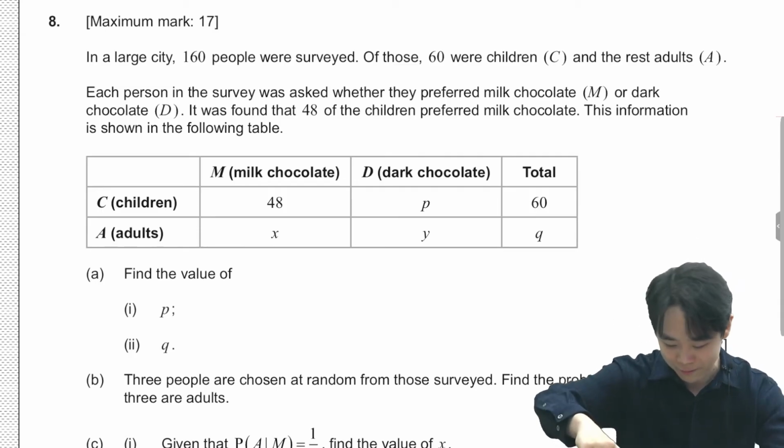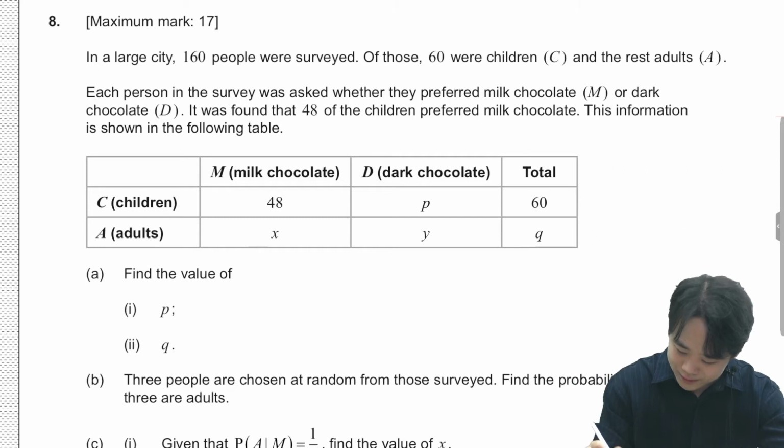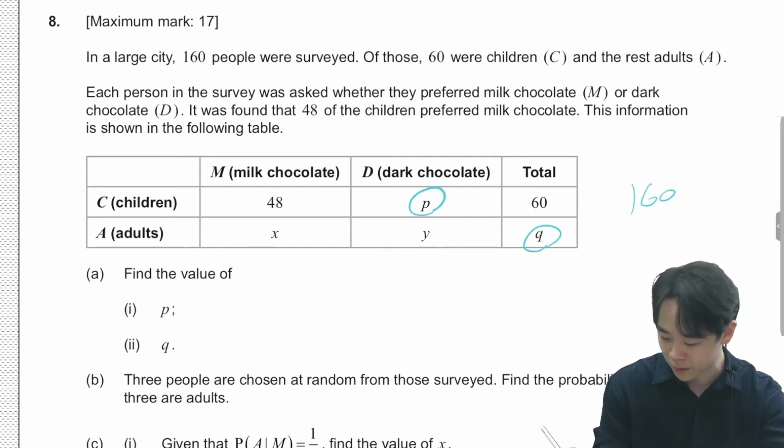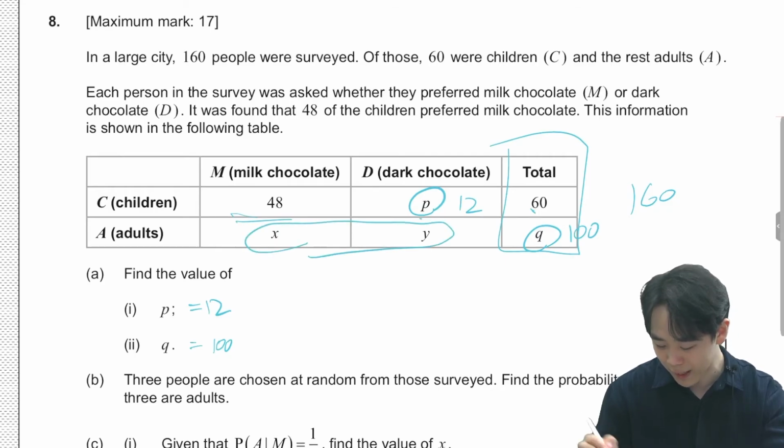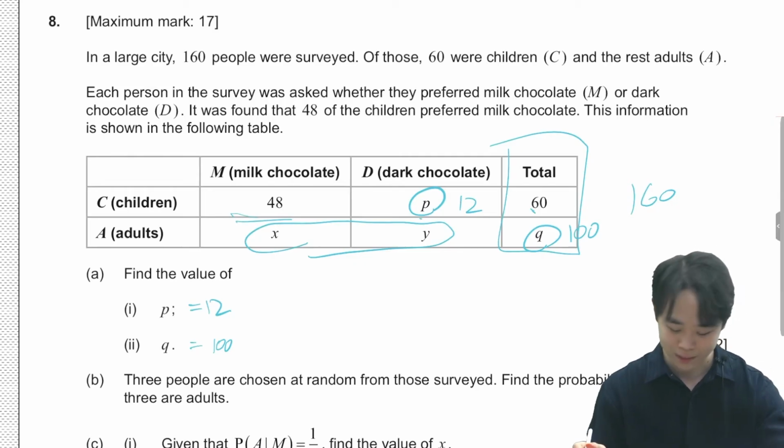So let's dive in. So first of all, what's the value for P and Q? Well, we know that there's 160 people total. Q should be 100, right? And then P should be 48 plus 12, that's 60. So that's 12P and 100Q. Right? And we would want to know what X and Y is, but I guess we can't do that just yet. So we'll have to move on to the next problem.